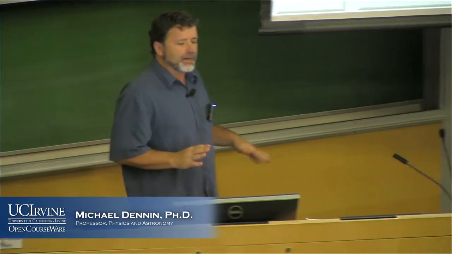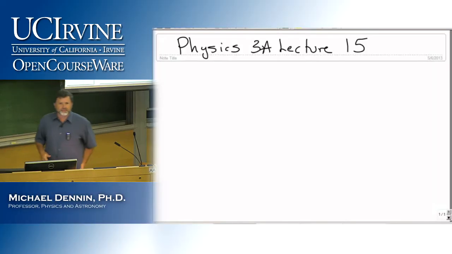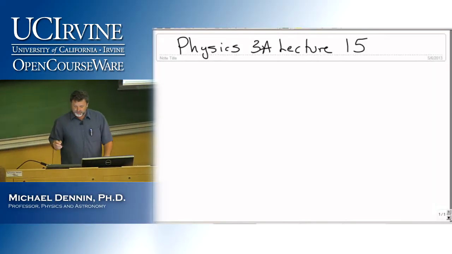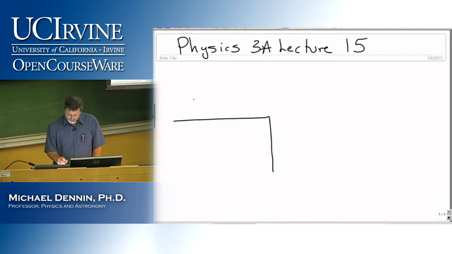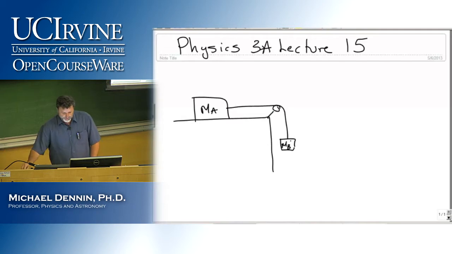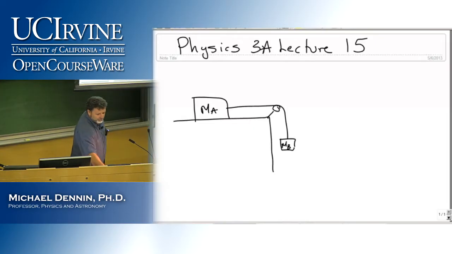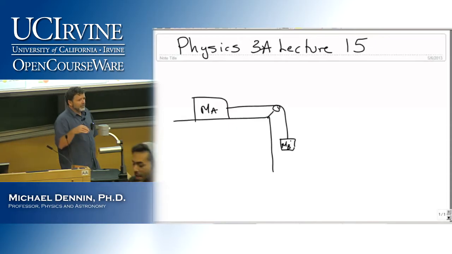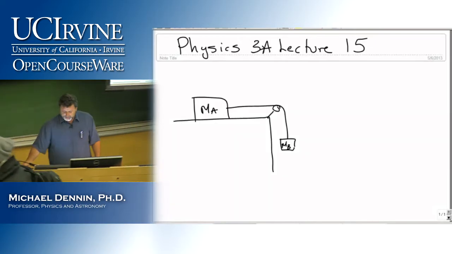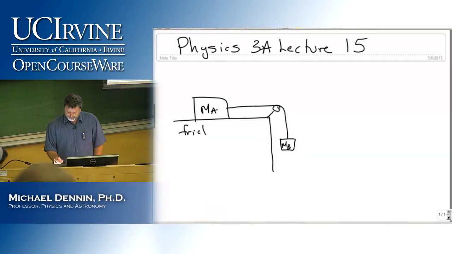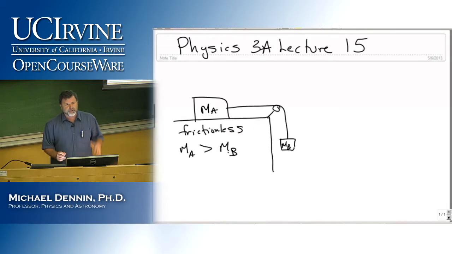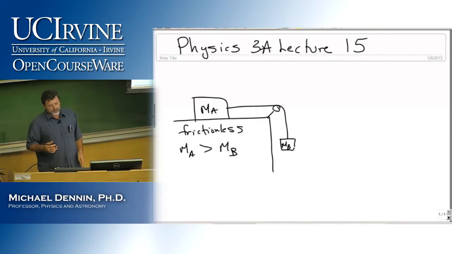The first thing I want to do is make a quick comment on one of the homework problems. This is the first time I've received multiple emails about one. The question is about drawing the free body diagram for the masses in this situation, where we had one hanging over the end, a pulley, and another one. In the homework problem, this surface was frictionless, and mass A was bigger than mass B. I forget if they gave you the exact numbers or just a ratio.